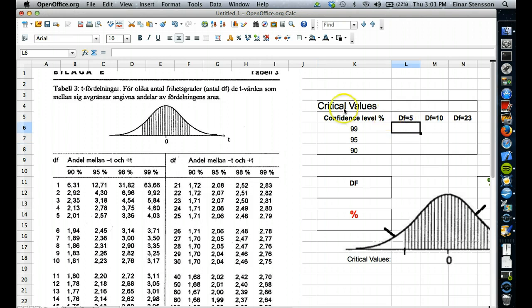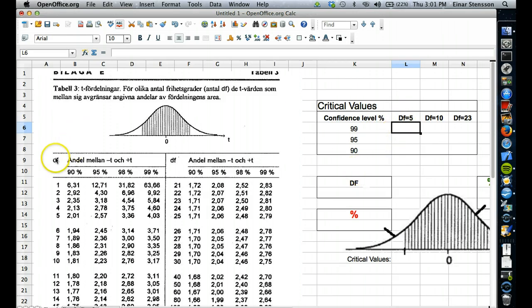So we have a table here called critical values. This is where we're going to put our critical t-values, and we have columns here for varying degrees of freedom. We also have rows here for confidence level. So we have our degrees of freedom here and the confidence level here in the rows. Let's say then that we have 5 degrees of freedom. So we have a very small sample, probably 6 people, which gives us around 5 degrees of freedom.